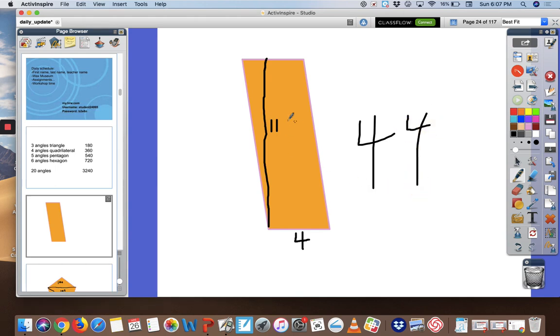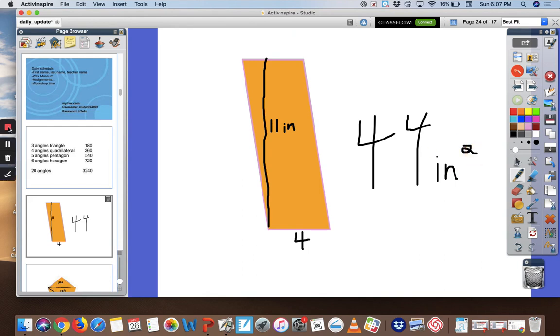If they don't have anything labeled here, like centimeters or inches or anything, just leave this blank. You would not put a 2 there. If you put a 2 there, that means 44 squared, which means 44 times 44. So do not put that little 2 there unless there is something like inches over here. If that was inches, then it would be 44 inches squared.